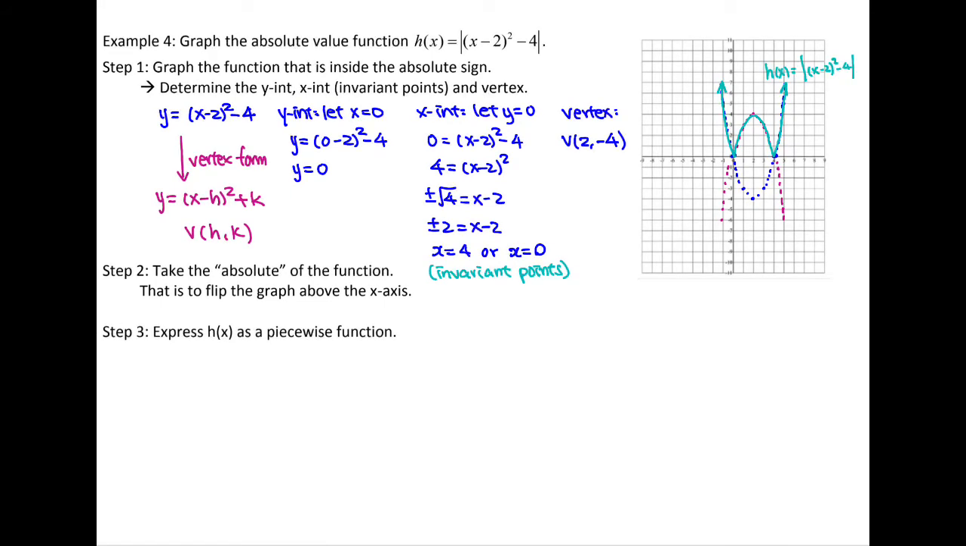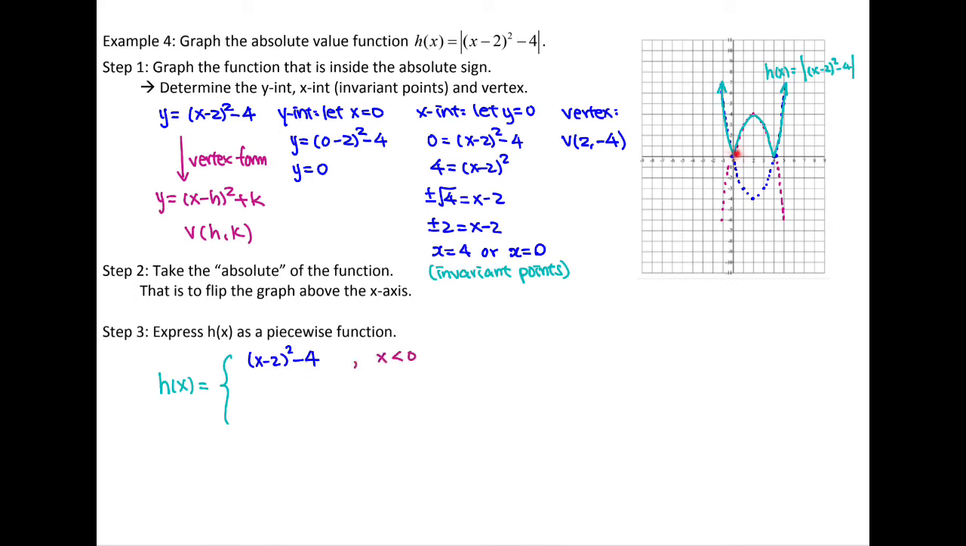Step 3. Let's write the absolute value function h(x) into a piecewise function. So, as we can see on the graph, there are 3 different pieces. The most left-hand side piece is the original blue parabola. The domain will be x less than 0.